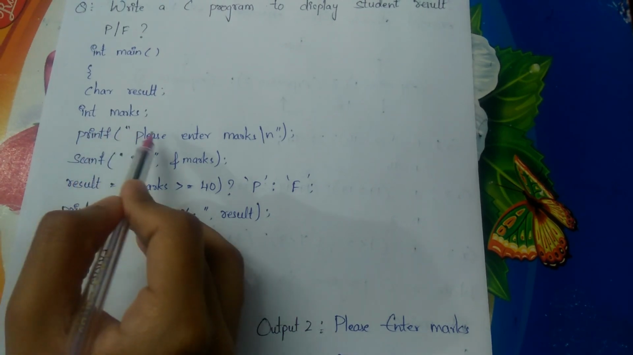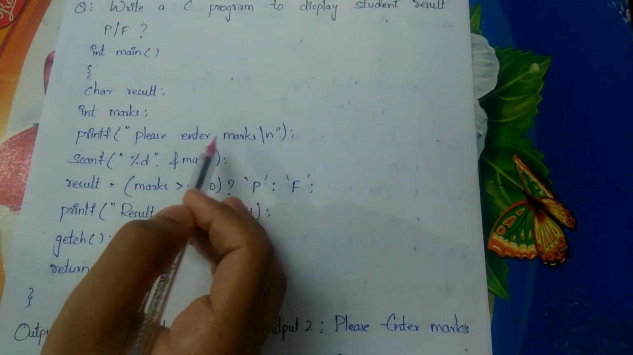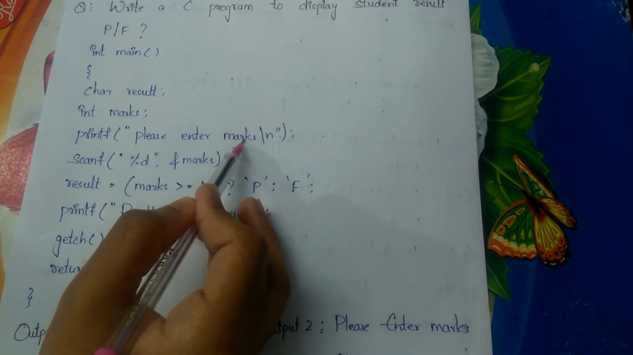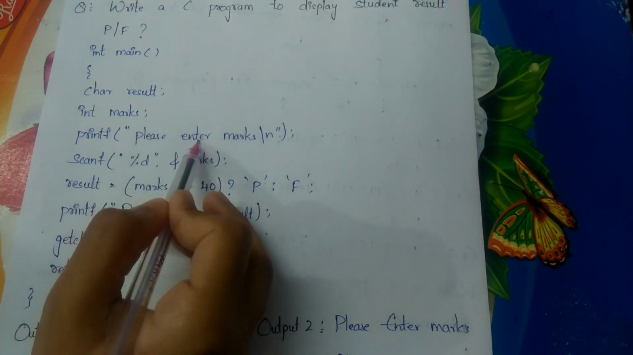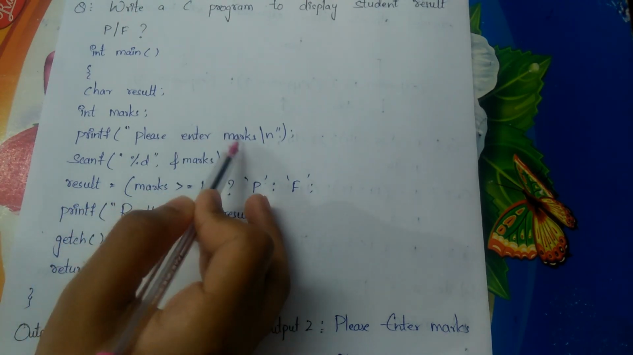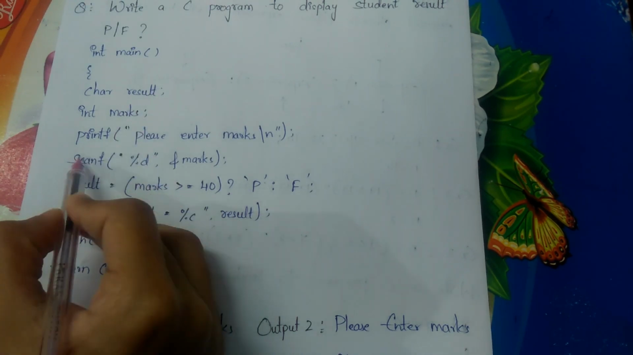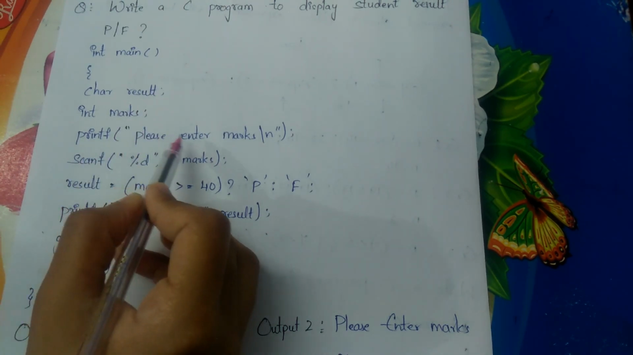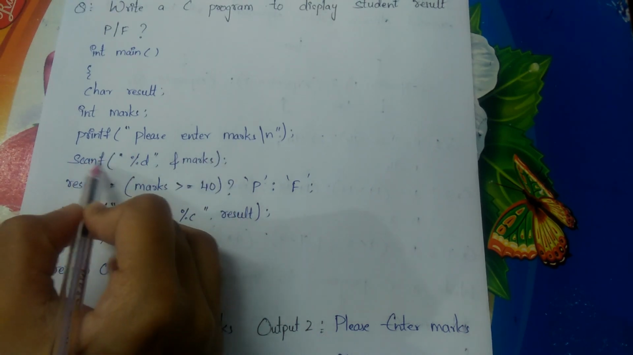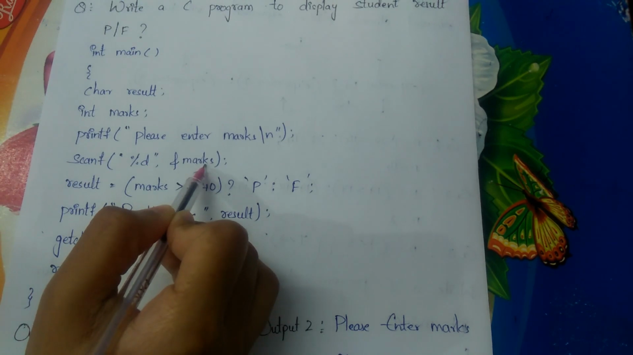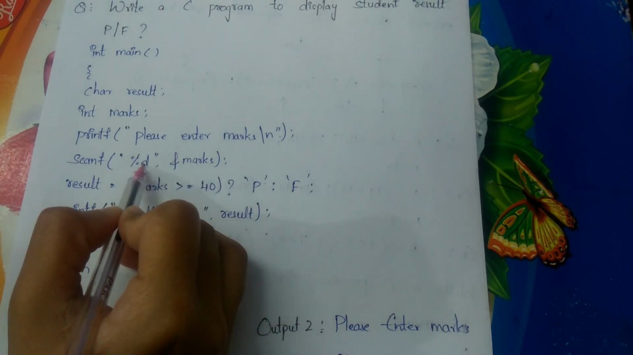Next, printf "Please enter marks". We have to enter the marks from the console. That's why I am using this statement, please enter the marks, and those marks will be stored in the marks variable. Now I have to read the values whatever the user enters. So scanf with %d and &marks to get the address of the marks. We use this to read the values which the user gives from the console.